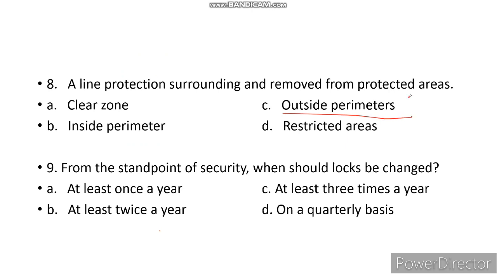Number 9, from the standpoint of security, when should locks be changed? So when we are asking for time and date, kailan yan dapat pinapalitan ang mga standpoint of security? Yung mga ating padlocks and locks per se. So ano, kailan? That's once a year.